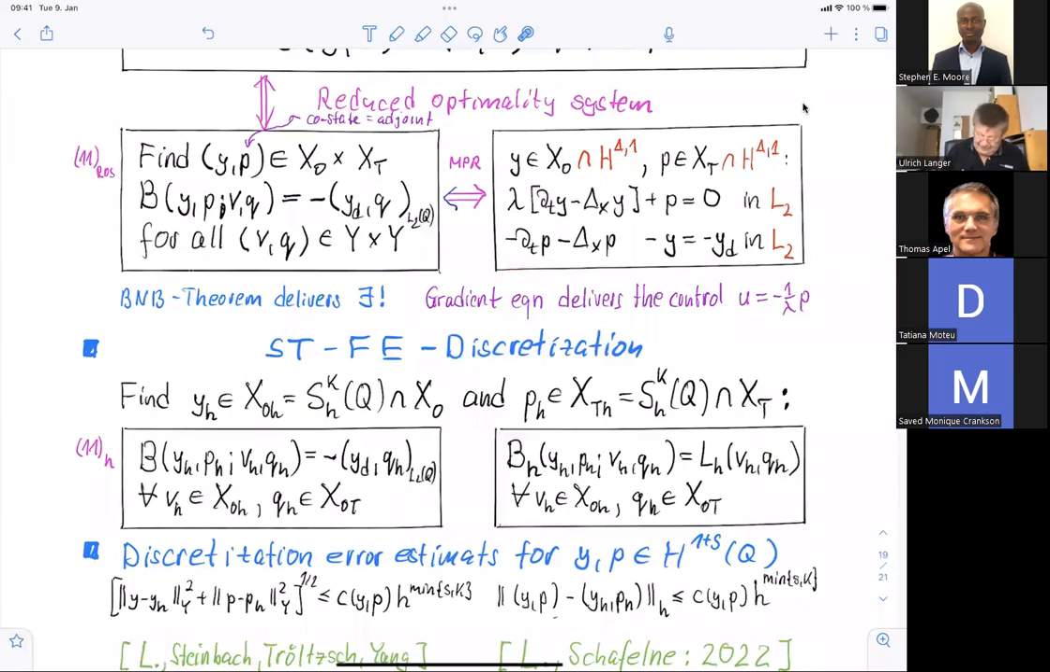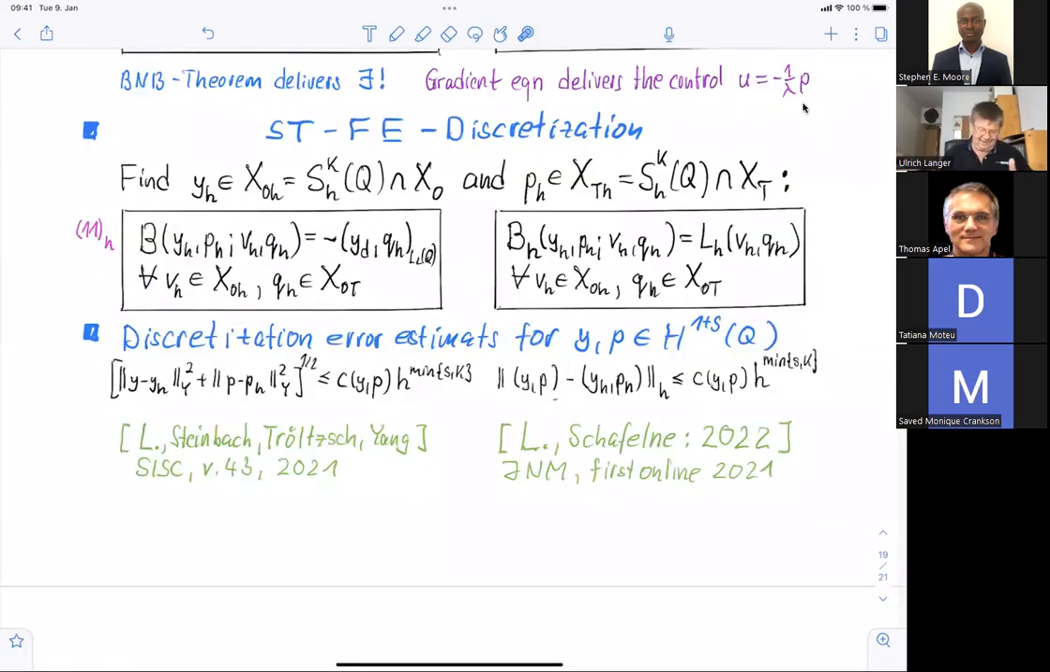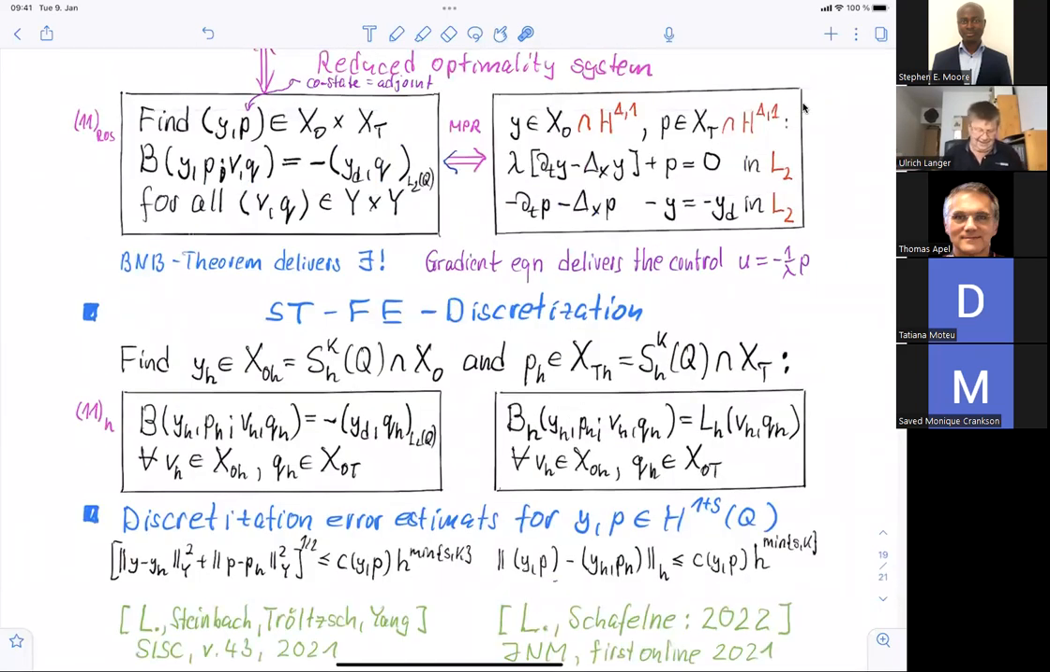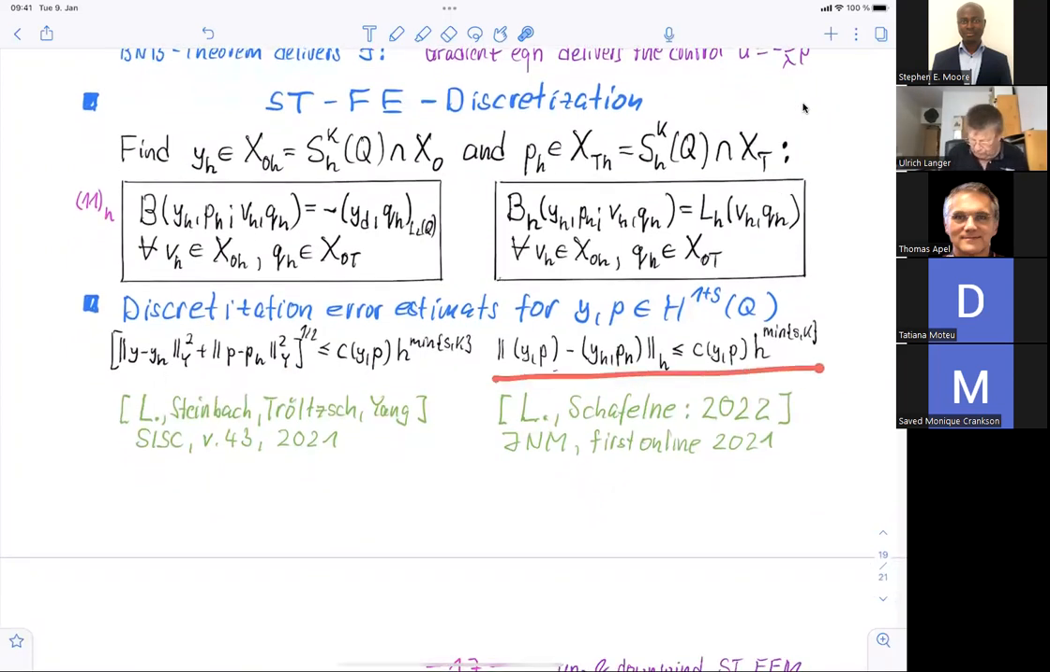When you have a discrete bilinear form, you can prove, again, everything: existence and uniqueness here, existence and uniqueness here. You can derive discretization error estimates in different norms. So here we have this discrete norm. Here we have this Y norm only, by the way. So this is a stronger norm, of course.